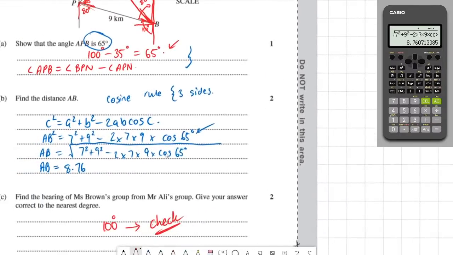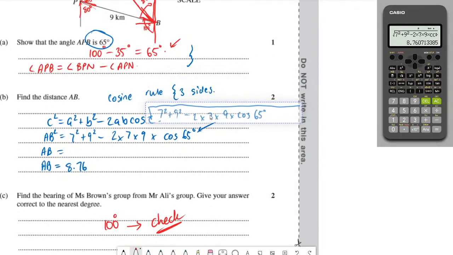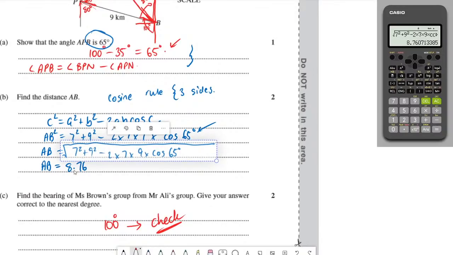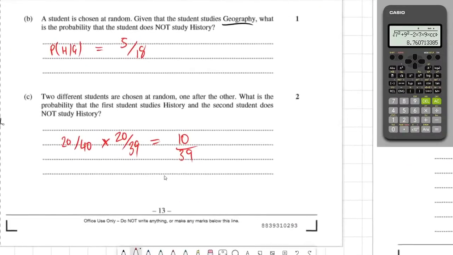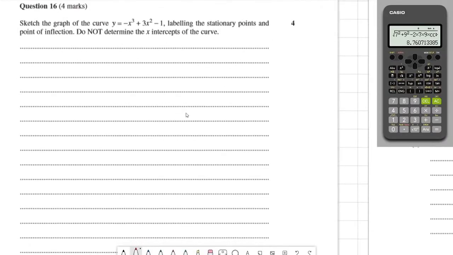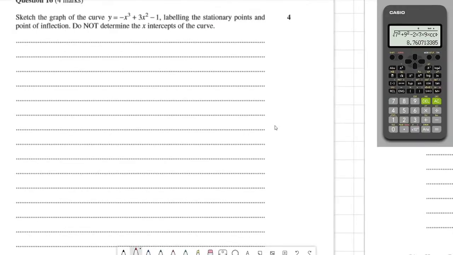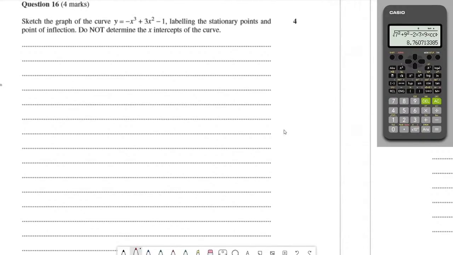All right. Okay. Let's move on. Okay, sketch the graph. Oh, I can sketch graphs. That's not an issue. Labeling all stationary points and points of inflection, do not determine the x-intercepts of the curve. I like when they say not to do that. I need to get better at my lines.